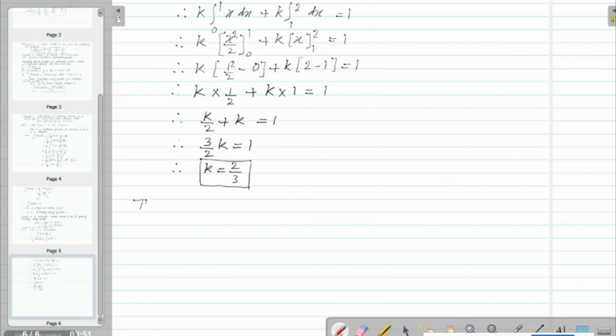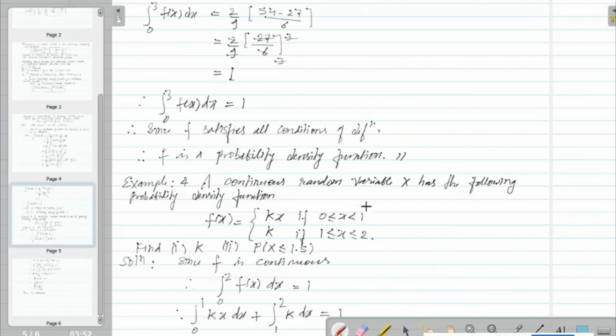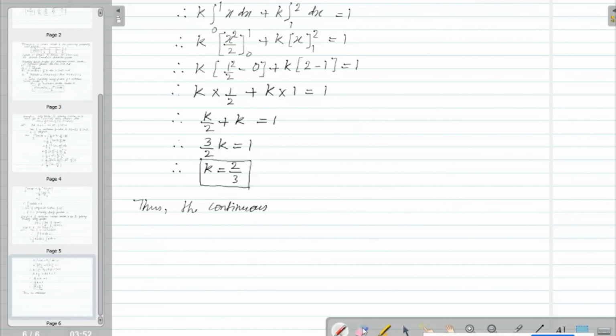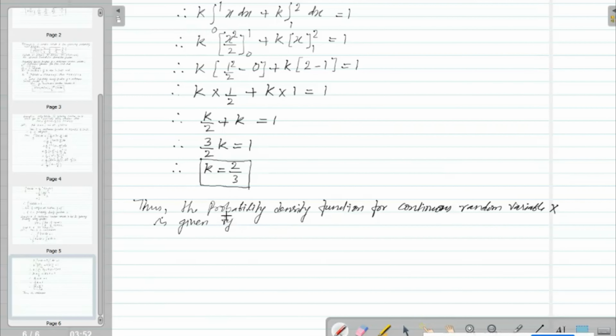Thus, the probability density function for a continuous random variable x is given by the function f of x, which is equal to what?